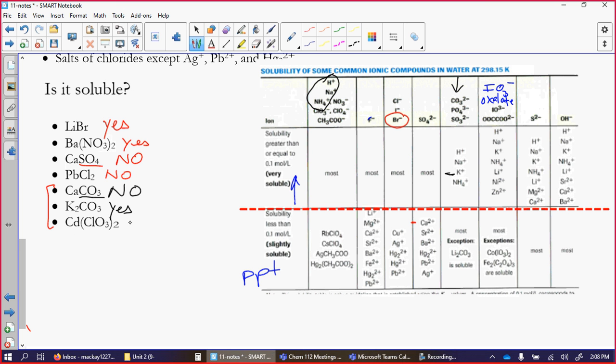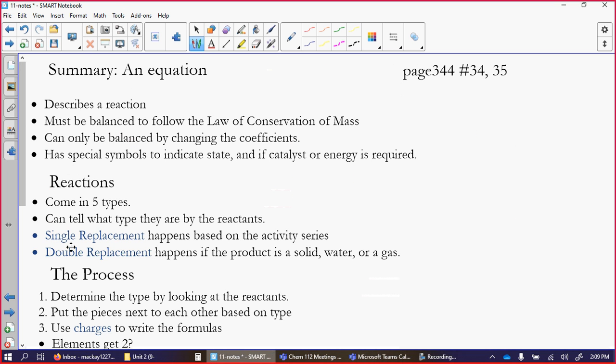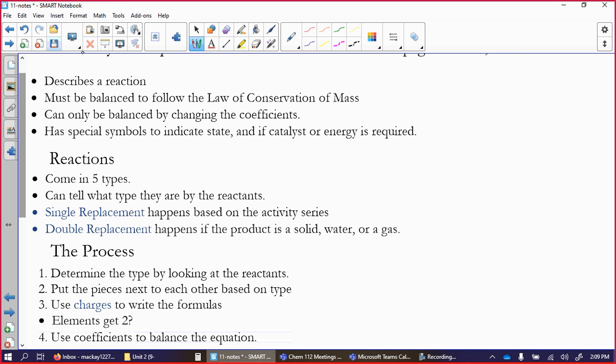And then cadmium chlorate. Well, chlorate is kind of covered under here. I guess if I hold the eraser, it kind of circles it. So it says most, and it's got some exceptions. There's no chlorates that are exceptions, so you would have to assume that that is also a yes. So it's just above the line is yes, below the line is no. So this was the summary page.